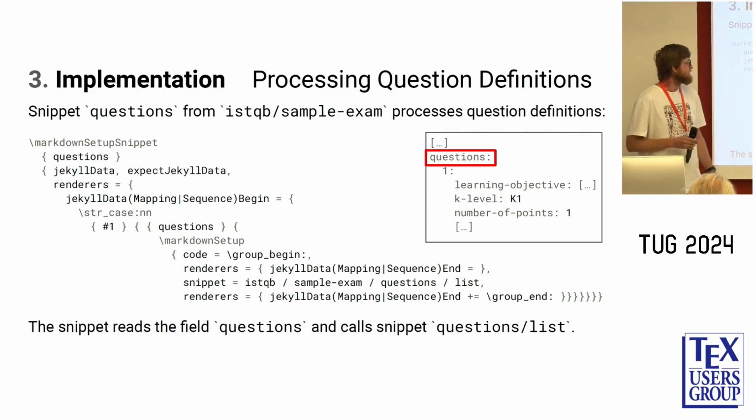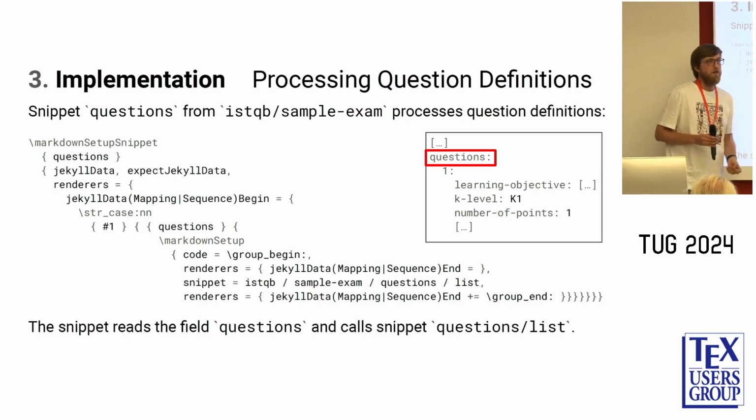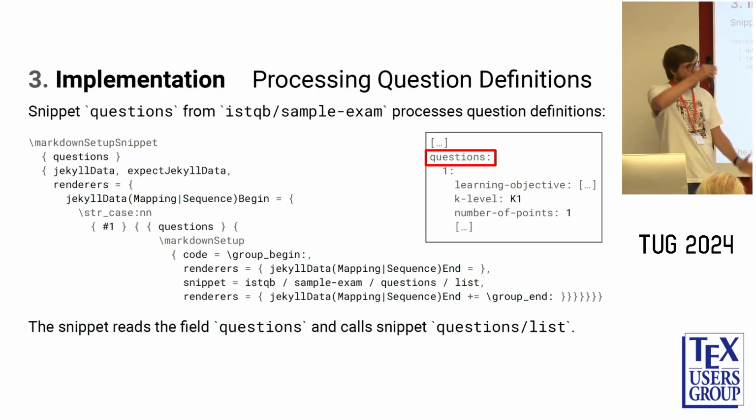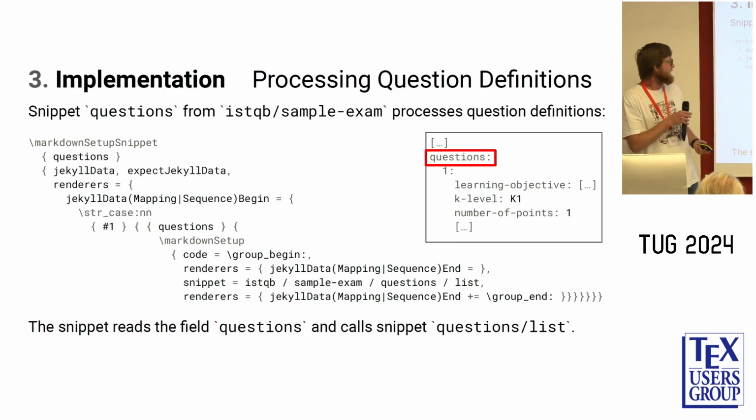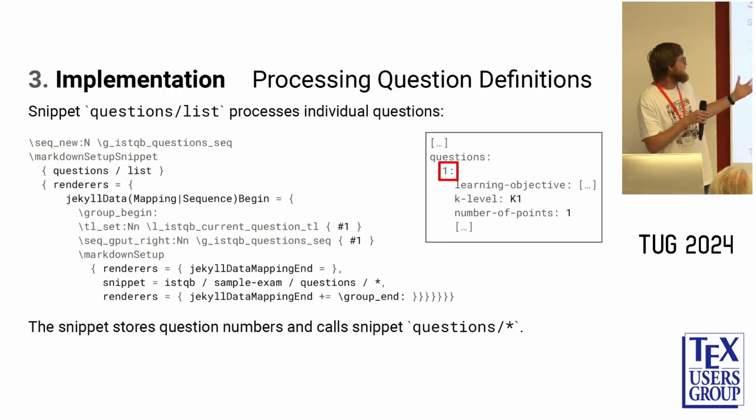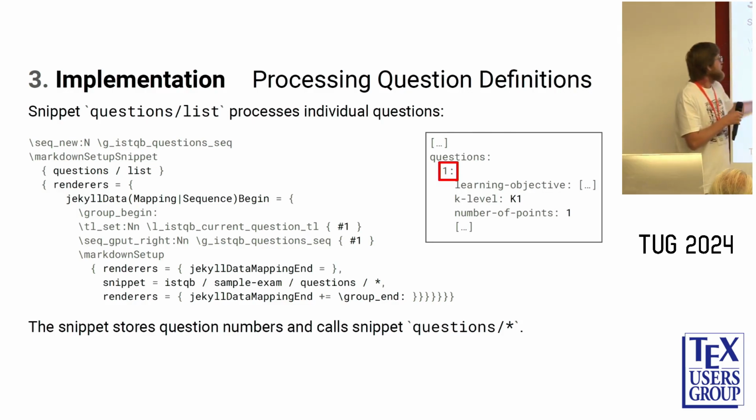So it sort of does everything, but it's broken down into a lot of smaller snippets so that we don't end up with indentation hell. We could also do it in one large snippet, but that's really difficult to work with. So this is the next snippet. It reads the actual question numbers and it stores them into an expl3 data structure. It stores them in a sequence so that we know which questions are actually stored in the YAML file.